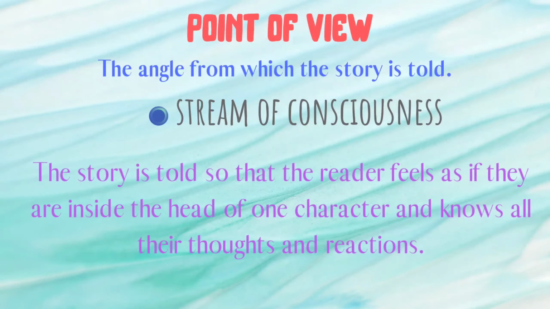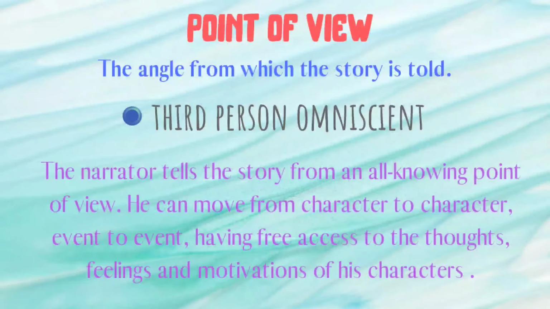The next one is stream of consciousness. The story is told so that the reader feels as if they are inside the head of one character and knows all their thoughts and reactions. And lastly, the third person omniscient. The narrator tells the story from an all-knowing point of view. He can move from character to character, event to event, having free access to the thoughts, feelings, and motivations of his characters. The point of view of the Cinderella story is third person omniscient, so meaning there is a narrator telling the story.